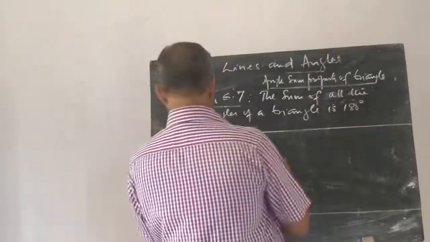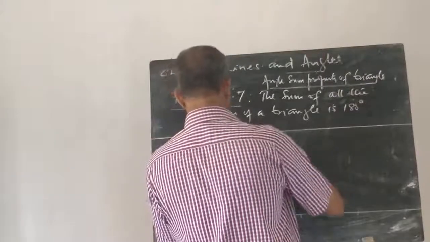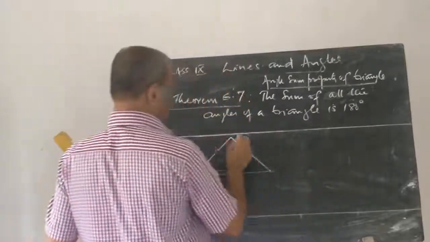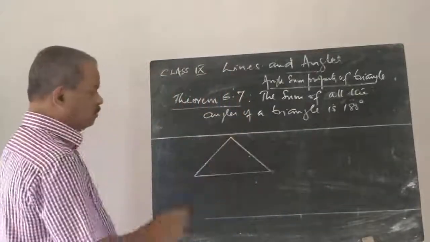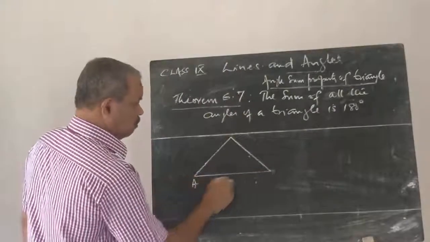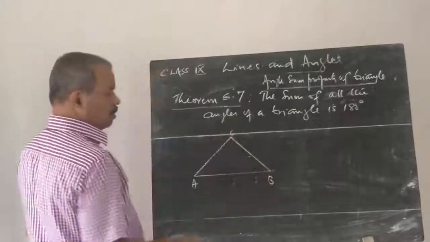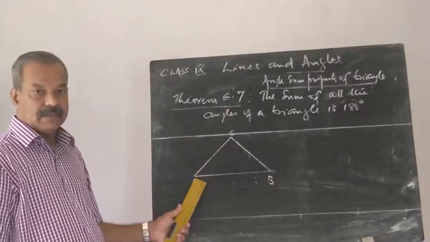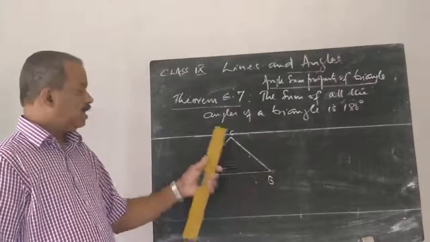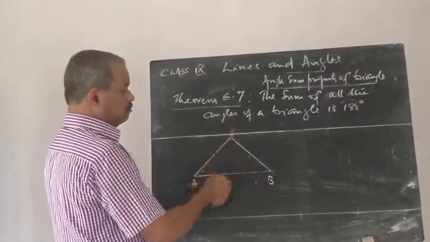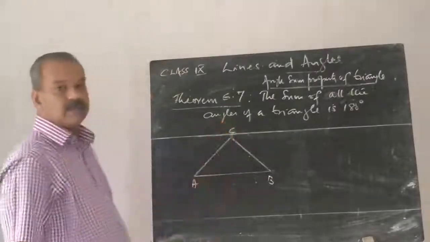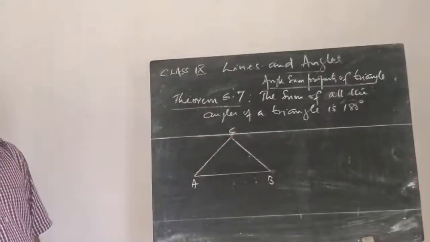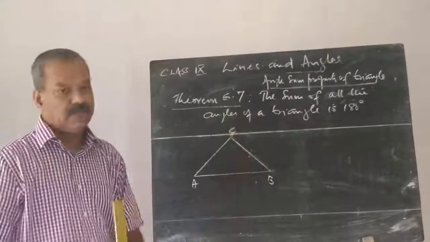How can you prove this result? The sum of all the angles of a triangle is 180. By experimental method we can prove this. How? With the protractor, measure angle A, measure angle B, measure angle C. Take the sum. What do you get? We get angle A plus angle B plus angle C equal to 180. That is what we are going to prove here.